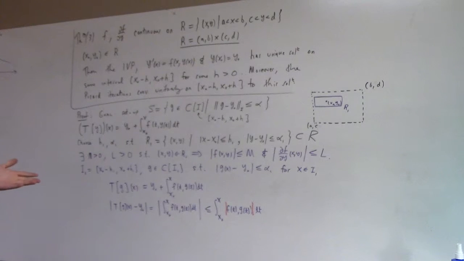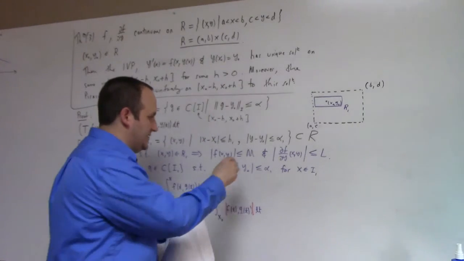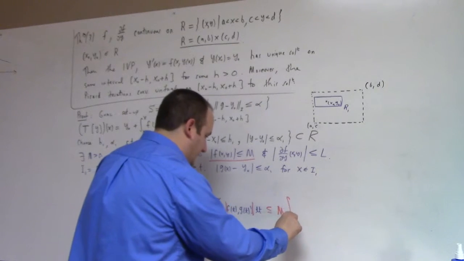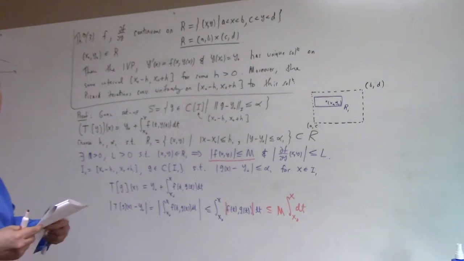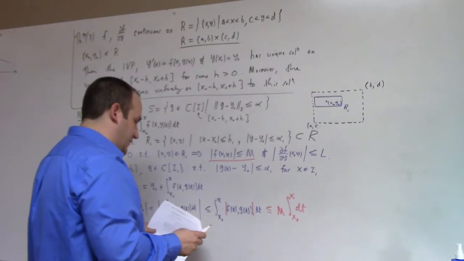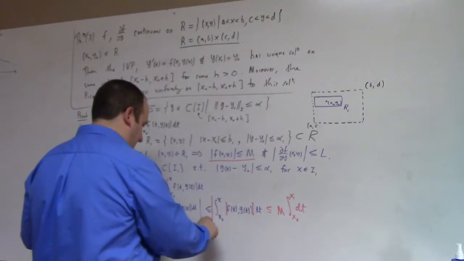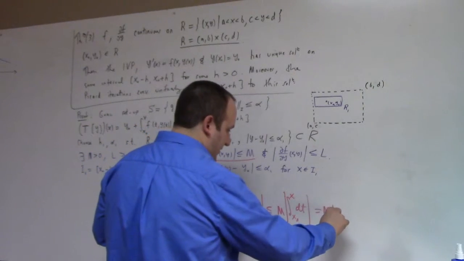Well, we know that for such x as we're considering here, f is going to be bounded. You can look up here, this guy. So that's less than or equal to m times the integral from x naught to x of dt. And I should really put the... oh, I messed up. I should have left these guys out here too. So that would give me m times x minus x naught. Okay.